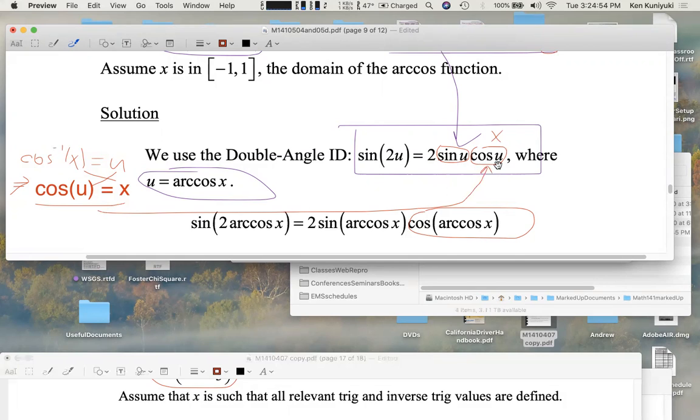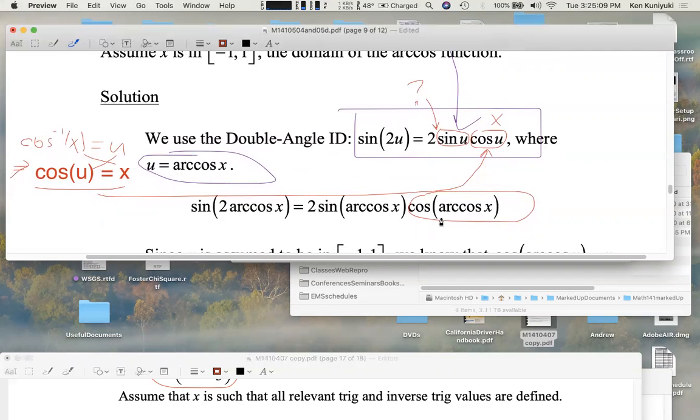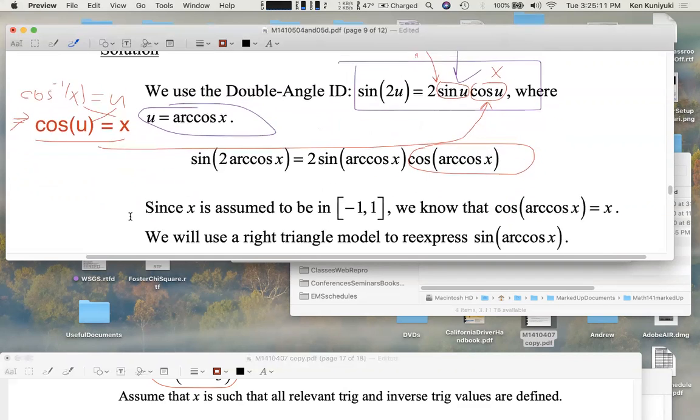Let's look at this: 2 sine of u cosine of u. We know cosine of u is now x. The question now becomes, what is sine of u? Well, we can either use a Pythagorean identity, or it might be friendlier to use a right triangle. Remember, cosine of u is x.